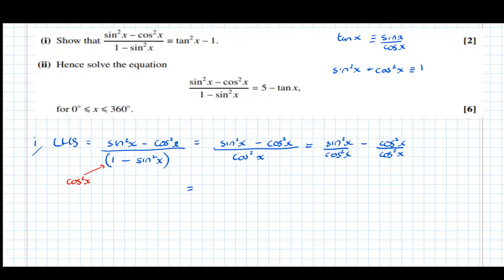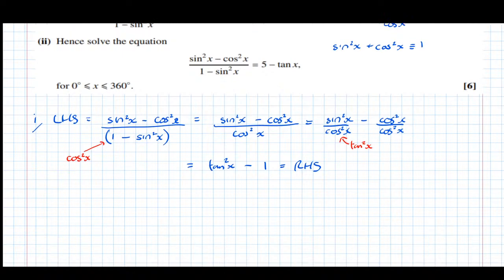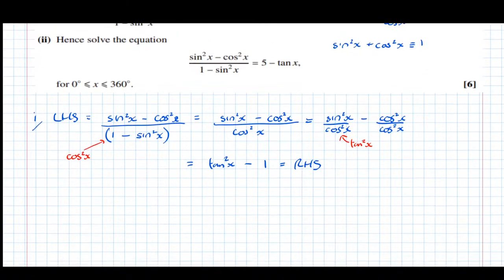So that's sine squared x over cos squared x. Well, it's the same as saying sine x over cos x, all squared. So that's tan squared x. And again, I'm probably going a bit overboard annotating my answers, but I'd like to be safe: tan squared x minus 1 equals the right hand side. So we've proved it.